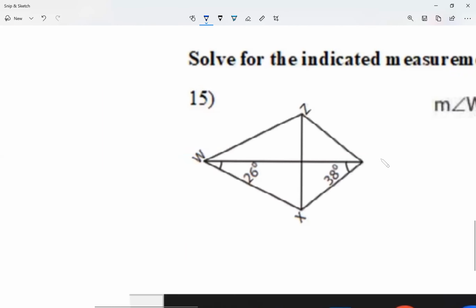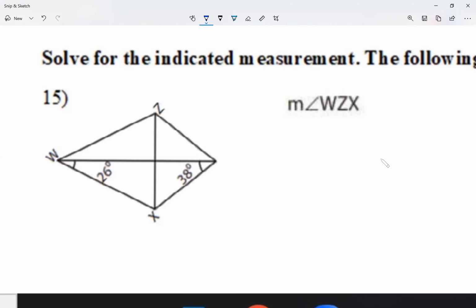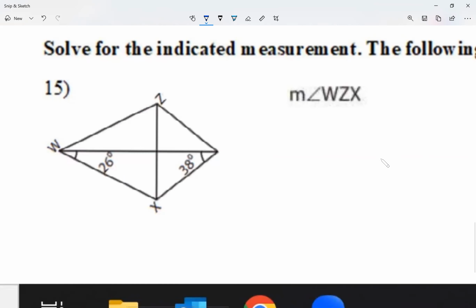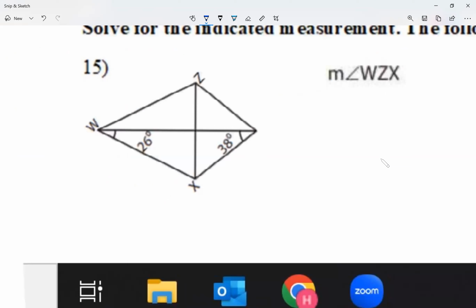So let's take a look at number 15. Solve for the indicated measurement. The following are kites. We're looking for the measurement of angle WZX. Okay. I'm looking for this angle. If I connect the letters W, Z, and X, it makes this angle. I know this one right here. Let me see if I can fit it. Yeah, this angle right here is 26.